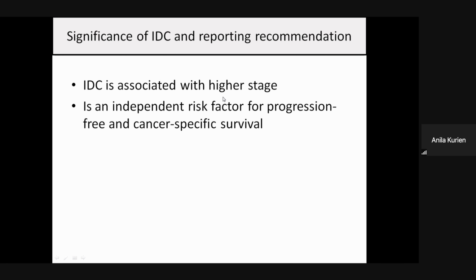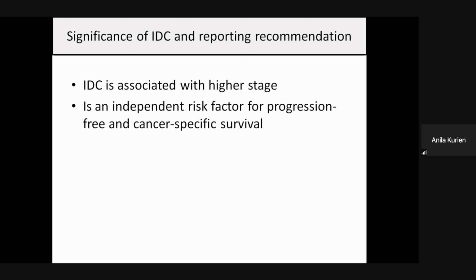It is associated with a higher stage, and it is now considered an independent risk factor for progression-free and cancer-specific survival. So it's important for the pathologist to identify it and report the presence of intraductal carcinoma. Usually, 95% or more of the time, intraductal carcinoma is associated with a typical invasive adenocarcinoma. In that case, we give a Gleason pattern 4 for the intraductal component. If there's comedonecrosis, it becomes a Gleason pattern 5.